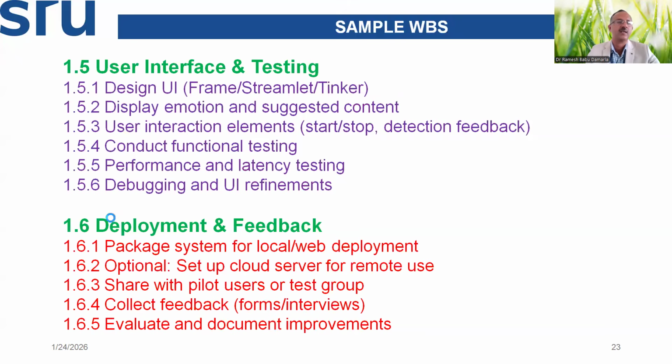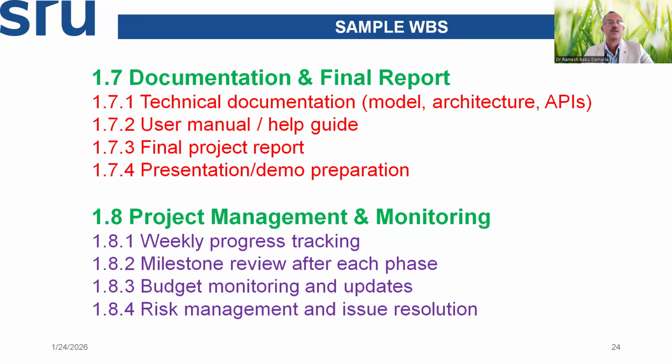Now let us see another main assembly. There is 1.6, deployment and field. Under this again, there are 5 elements. Under 1.7, we can see 4 elements of level 3, which talks about final report and documentation. Then the last one is project monitoring and controlling.